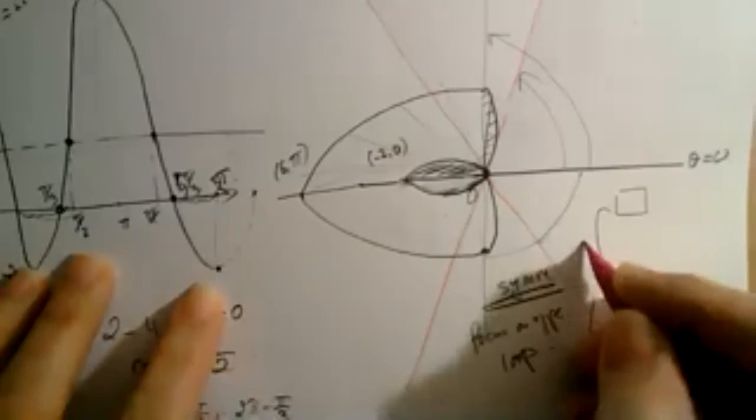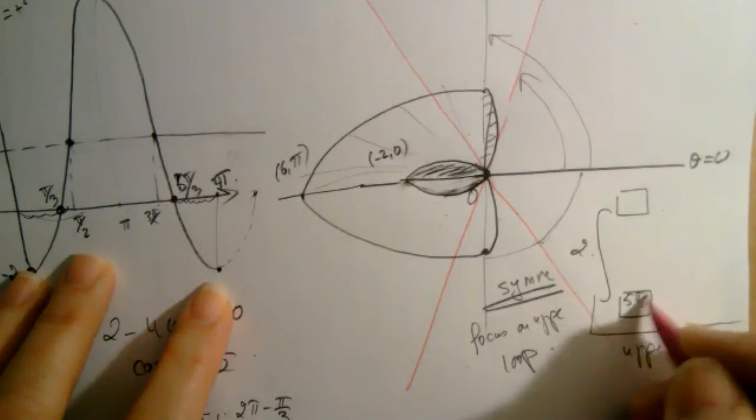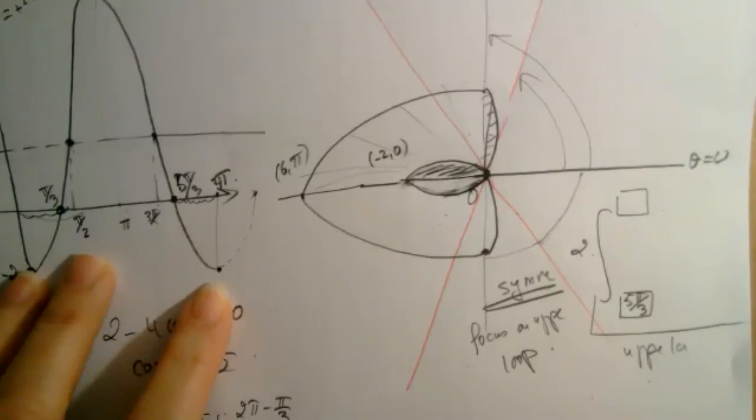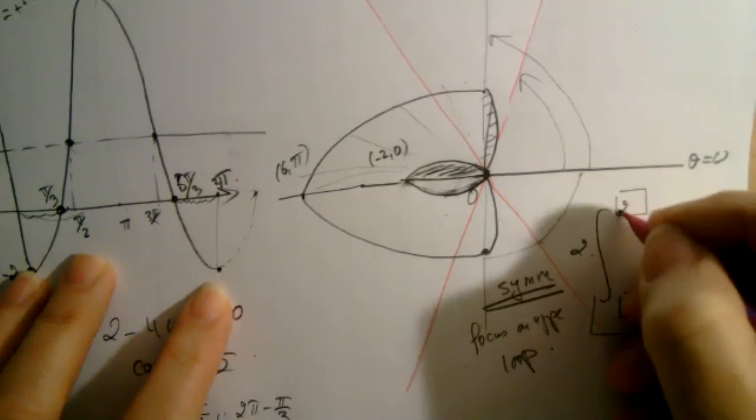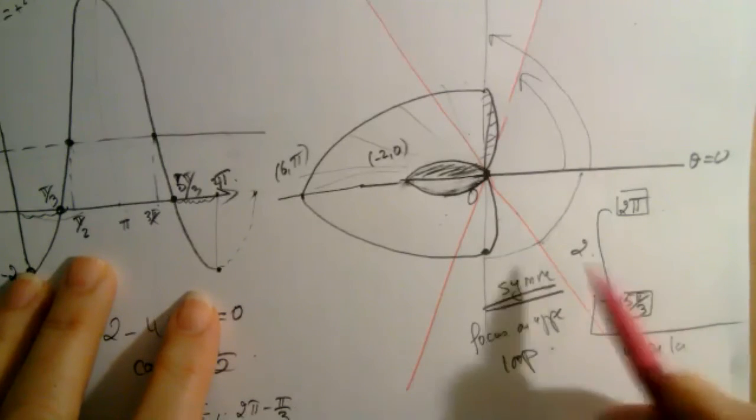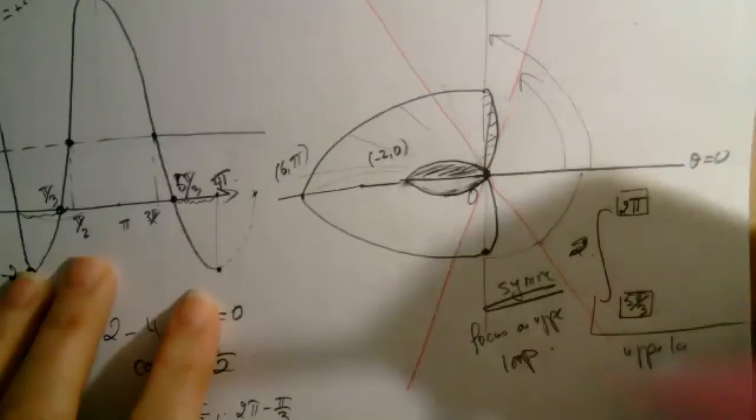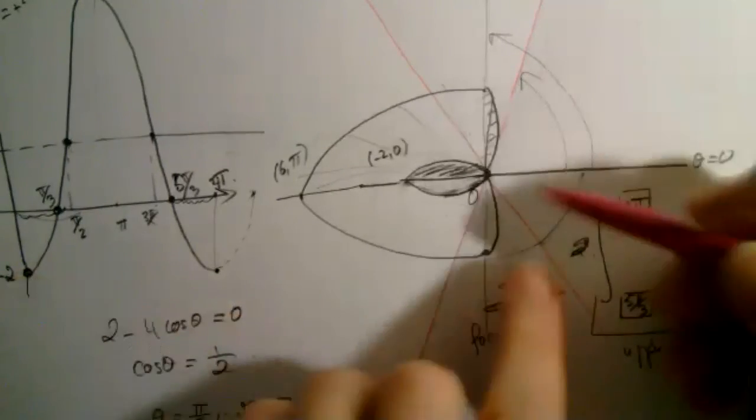The upper loop is obtained when theta goes from 5 pi over 3 all the way to 2 pi. I will get the upper loop. Sorry, that's the upper loop. So to get the upper loop, where should my theta go? I look at the picture.